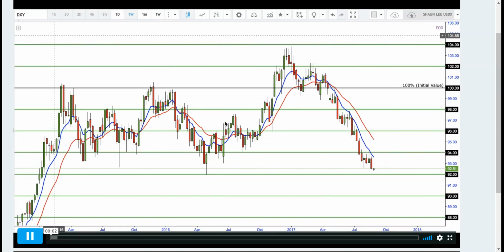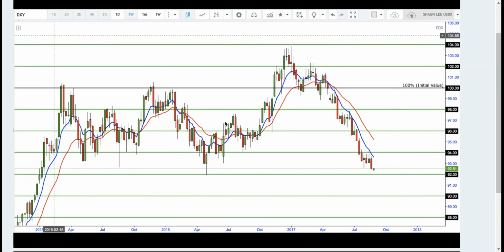Hey guys, I am going to now run through the dollar index, which is a pretty important tool when it comes down to gauging the strength of the US dollar, especially if we're trading any currency pairs and even gold, which include the US dollar in particular. So on TradingView, the symbol for the dollar index is DXY.